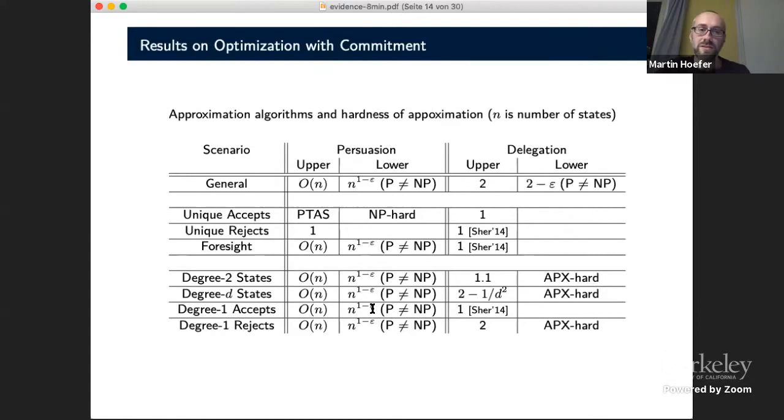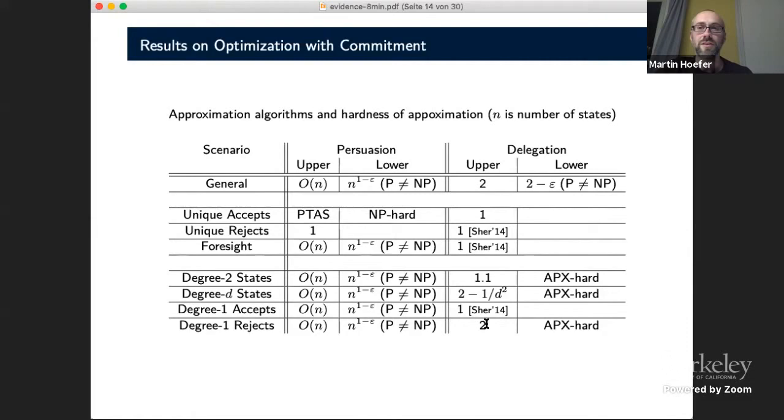Maybe the most interesting one is this degree two states, where we have a semi-definite programming based approximation algorithm which gives us a 1.1 approximation. But there's also integer programming rounding here. And there is a PTAS here based on enumeration. So I guess the general message is that the persuasion scenarios are generally much harder than the delegation scenarios. But also delegation is hard, and we actually need special structure in this domain.